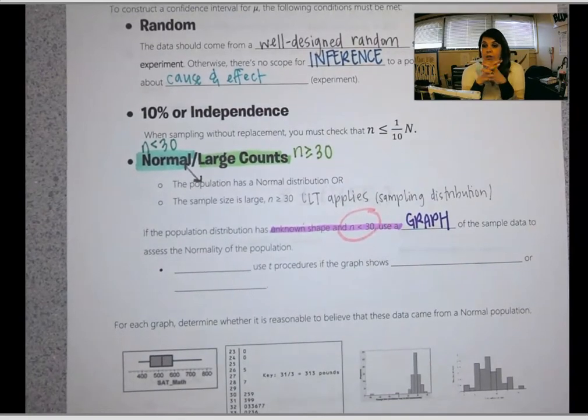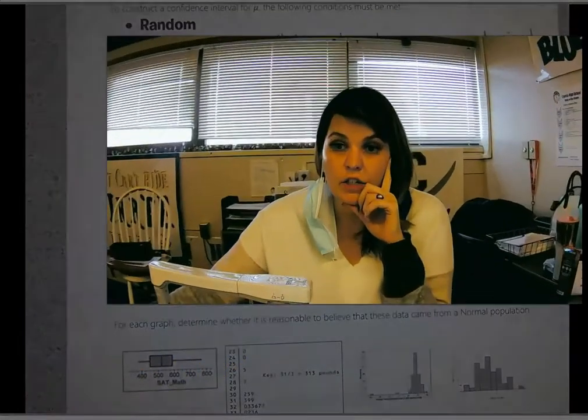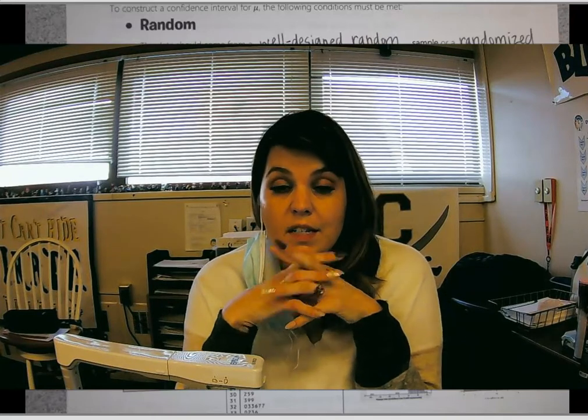Why do we use a graph then? If we need to know if the population is normal, why do we use a graph of our sample data? Well, we've often talked about how if we're trying to estimate something about a population, the easiest way to do that is to take a sample because it's quicker and, like I said, easier.